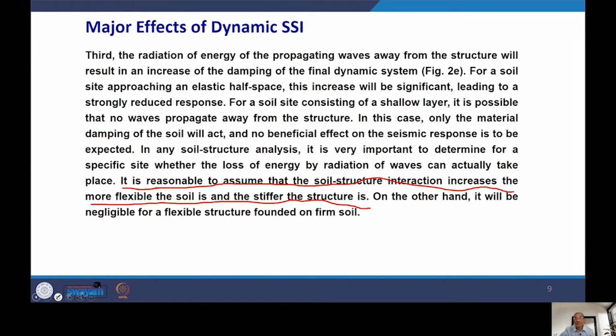So that means if you have soil conditions where this soil structure interaction will increase, it is when the soil is more flexible compared with the structure. That means the difference between the stiffness or flexibility of the soil and structure is wide. If compared to structure your soil is more flexible, in that case the effect of SSI is going to increase. On the other hand, it will be negligible for a flexible structure which is founded on firm soil. So this is regarding the effect of SSI.